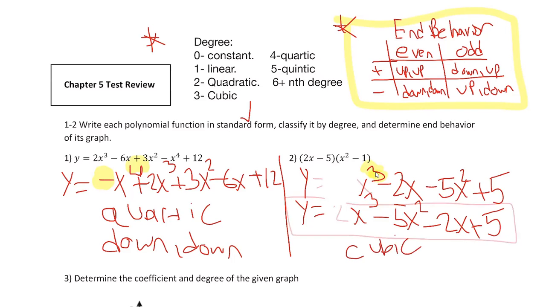Oh, no. Okay, let me undo that, sorry. Our leading coefficient is positive, so it's a positive cubic, or positive odd function. So that would go down and up. So we answered all three parts.